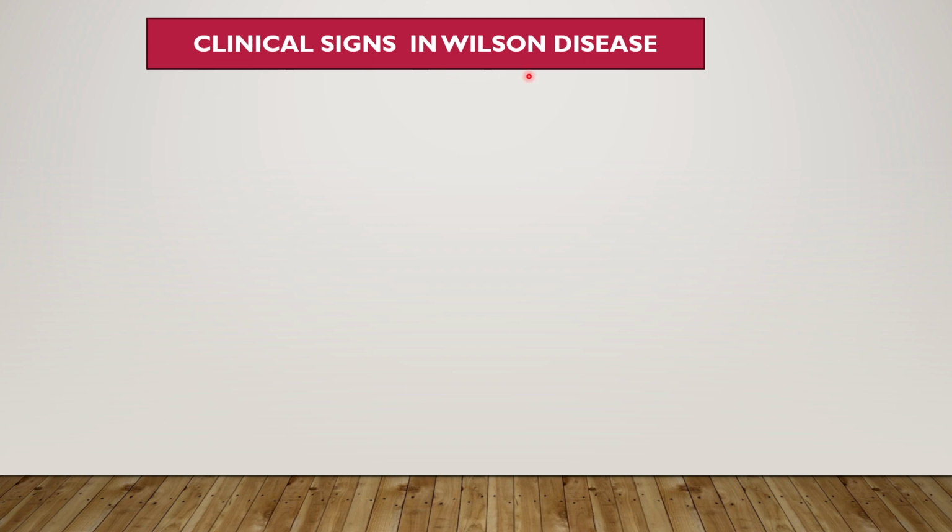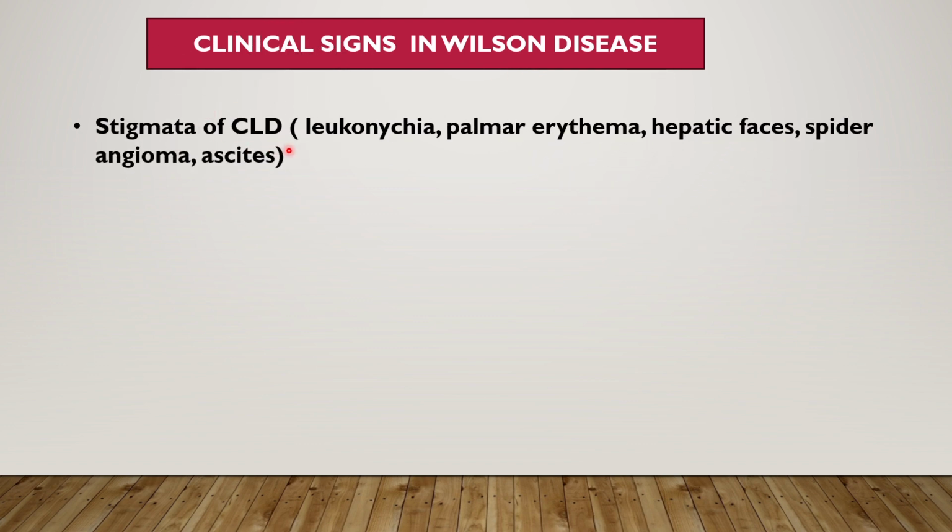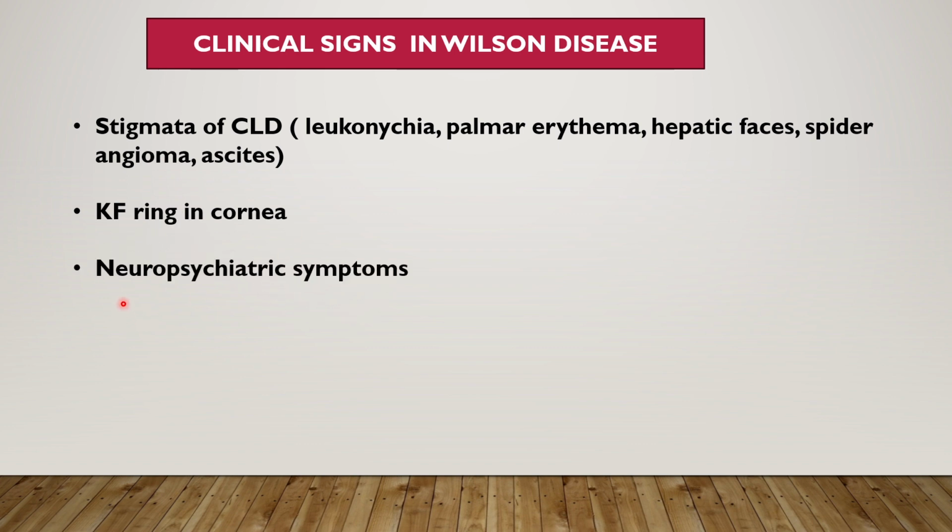Clinical signs in Wilson disease, which can be seen, are stigmata of chronic liver disease, which we discussed earlier. There will be Kayser-Fleischer rings in the cornea, and there will be neuropsychiatric symptoms. There may be tremors, there may be ataxia, there will be chorea, athetosis, and there may be depression, psychosis. So these are the signs which can be seen in Wilson disease.